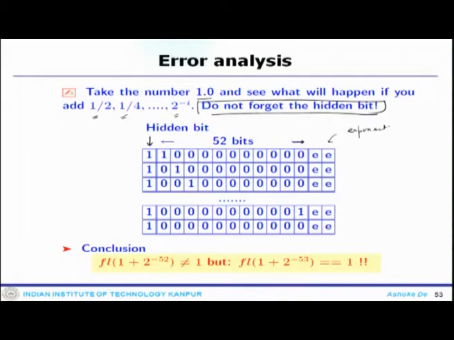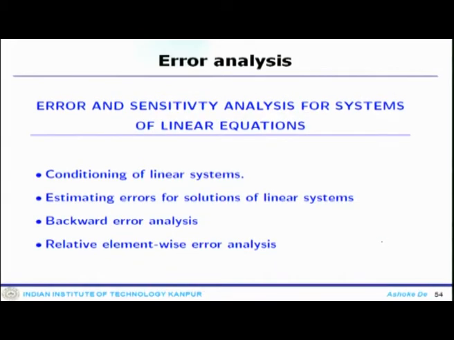Okay. So, that is how you define it. The conclusion here is that floating point of 1 plus 2 to the power minus 52 does not equal 1, but floating point of 1 plus 2 to the power minus 53 should equal 1. That is the message. If you make these mistakes here, that is going to hit you back.